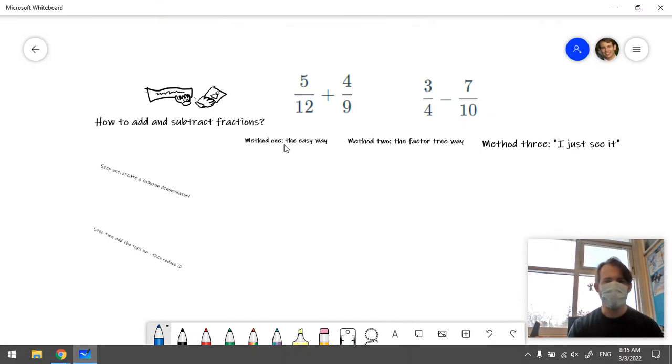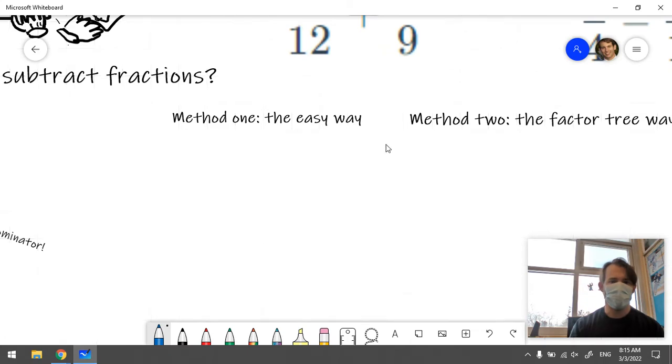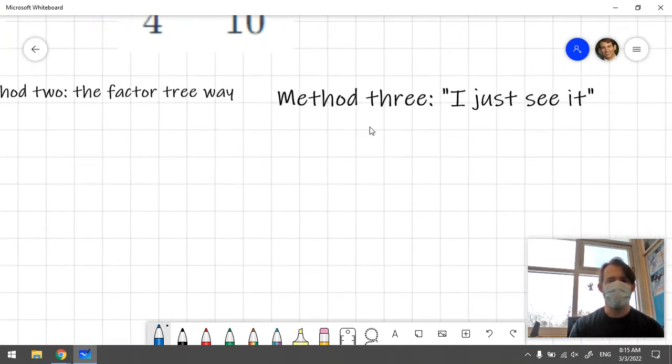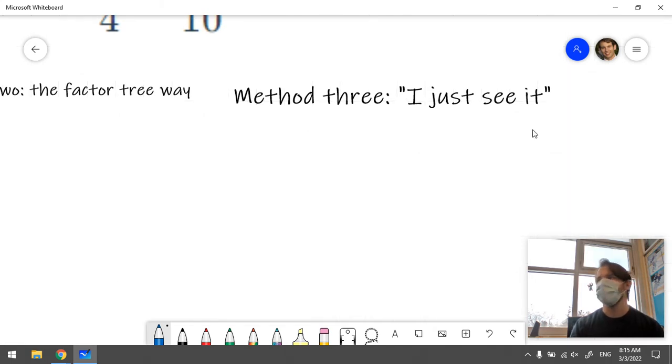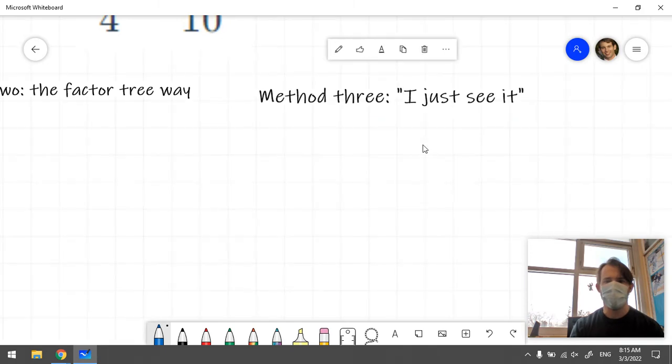I want to show you a few methods, okay? I'm going to show you an easy way to do it. I'm going to show you a way that uses factor trees. And I'm going to show you a way that's just for people who just see it. I know how to do it. Just let me do it in my quick way, okay?